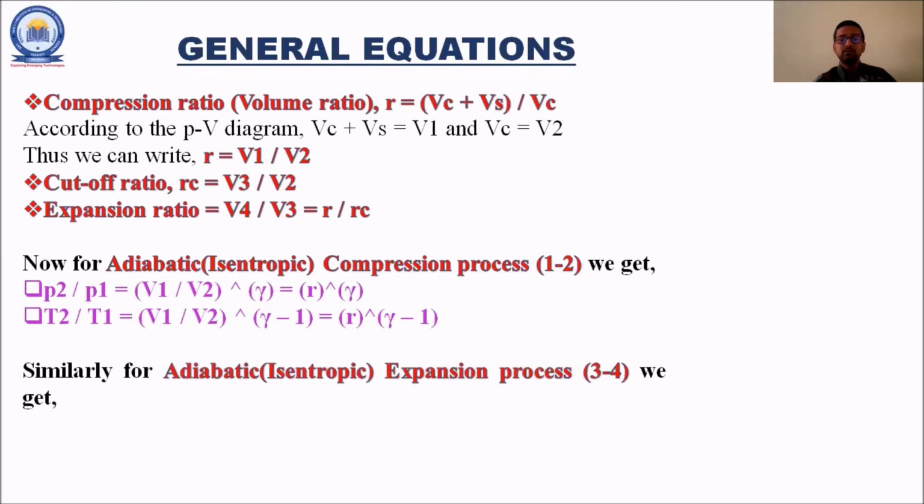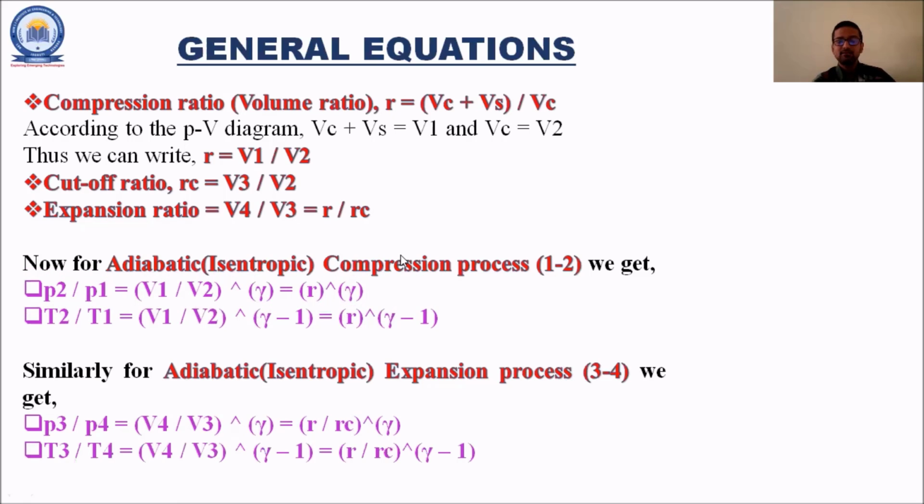Moving further, similarly for the reversible adiabatic or the isentropic expansion process, that is process 3 to 4, we can write these equations. P3 by P4 is equal to (V4 by V3) raised to gamma, and we have already understood that V4 by V3 is equal to r by rc. And T3 by T4 is equal to (V4 by V3) raised to gamma minus 1, so that is also equal to (r by rc) raised to gamma minus 1.